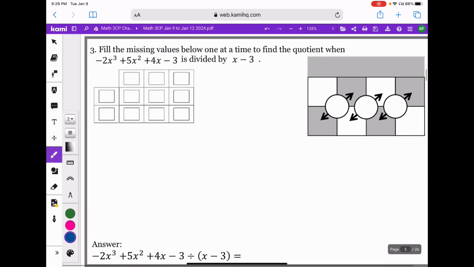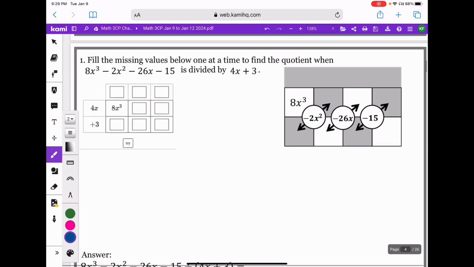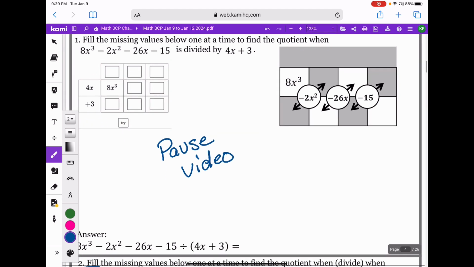Okay, the next two problems are exactly the same. So you need to pause the video and you need to try these on your own. And I know they're exactly the same problems, but I want you to practice them. That's why it's duplicated in the packet.